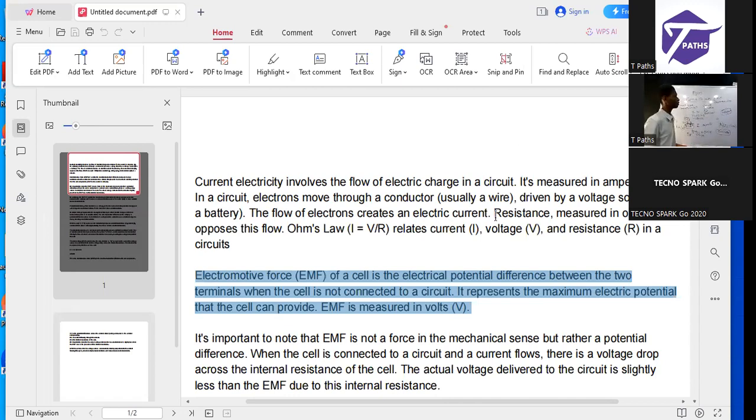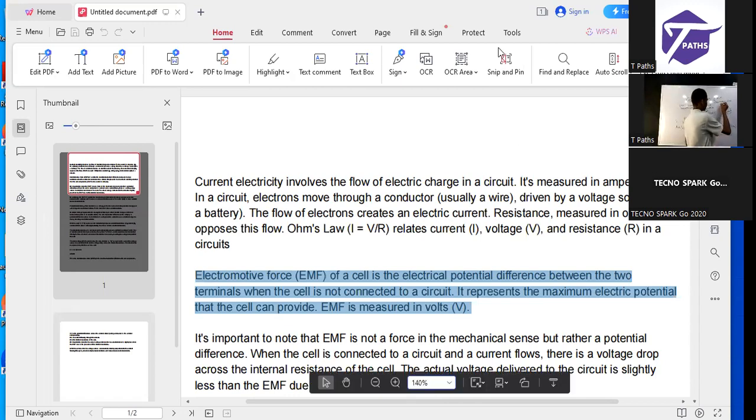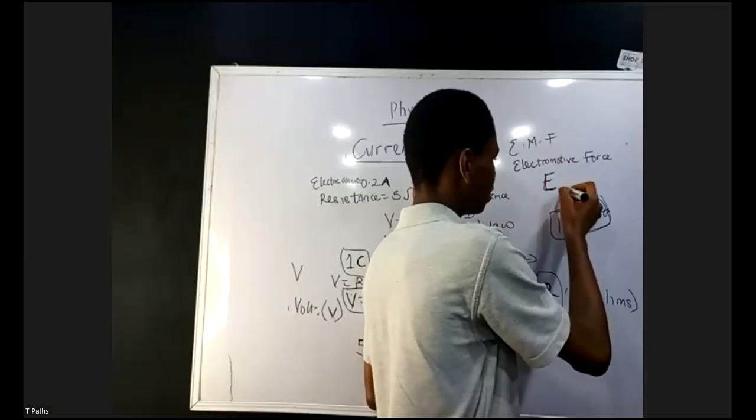So electromotive force, which is EMF, is represented by uppercase E this way. Uppercase E represents it.